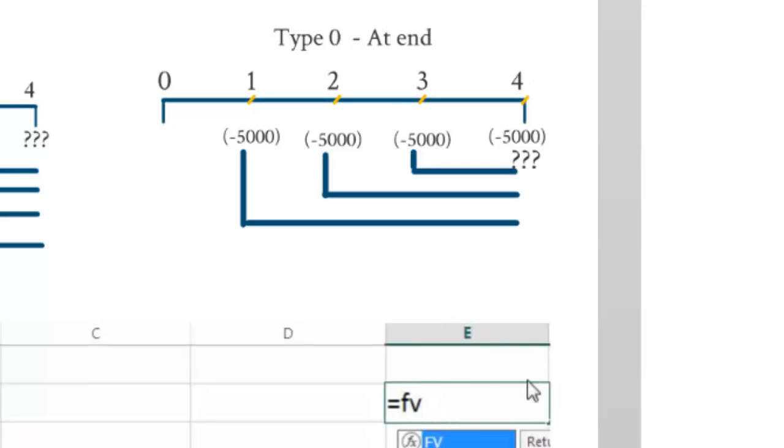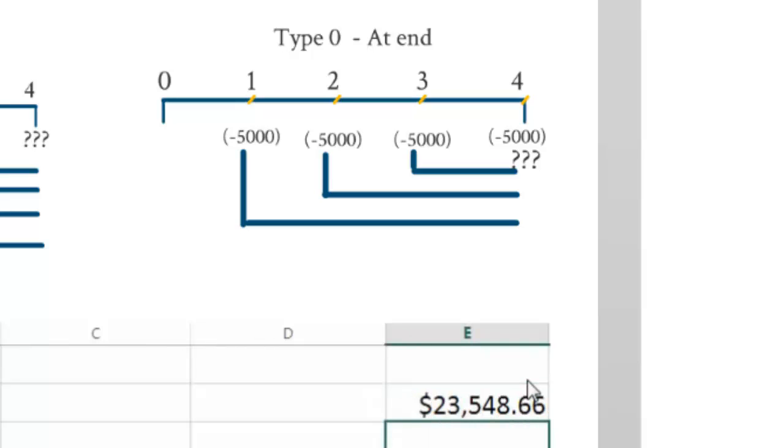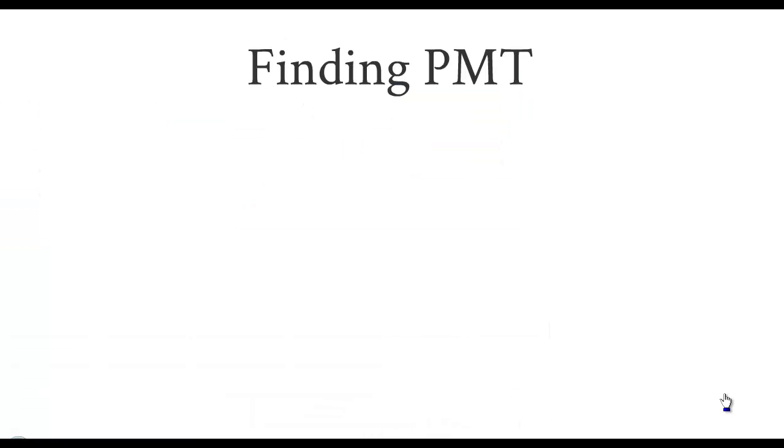At type 0, what would be our answer? One thing that we for sure know is that the answer is going to be less than this. The rate is still going to be 11%, NPER is still going to be 4, and PMT is still going to be minus 5,000. But type is not going to be the same, and that will change your answer. It comes down to 23,548.66. That's the difference between type 1 and type 0.